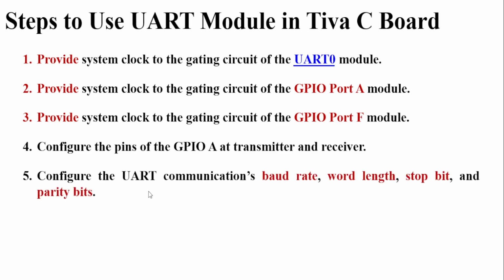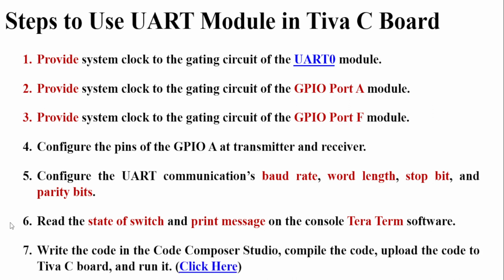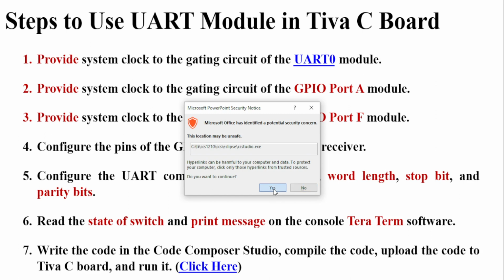Next, we will have to configure the UART module's baud rate, word length, stop bit and parity bits. After that, we'll be polling or reading the state of switches, and accordingly we will be printing the message on the console of Tera Term software. This is all the steps required to program the UART module and print messages on the console of Tera Term. So let us write the program on Code Composer Studio.